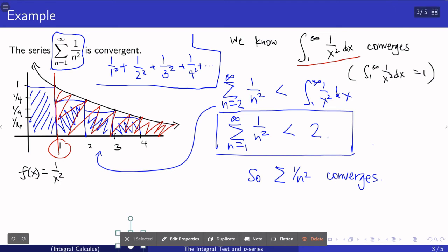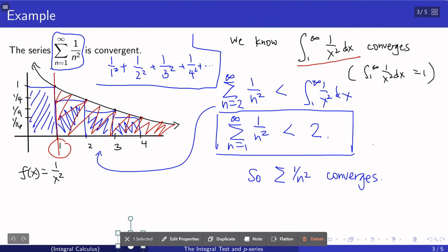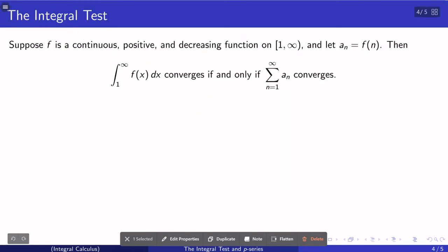Okay, so that's nice. We're able to use integrals in slightly different ways. 1 over n is divergent. 1 over n squared is convergent. Now, it turns out that using the same technique, you don't actually have to draw the Riemann sum each time and look at whether it's an overestimate or an underestimate or whatever. The integral test will conclude that a series converges or diverges simply based on the convergence of the improper integral.